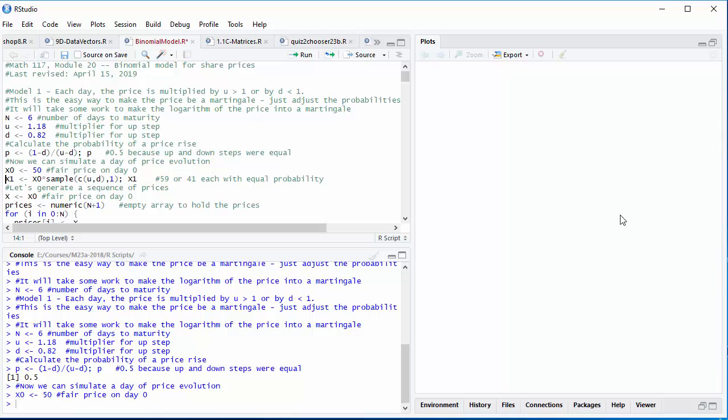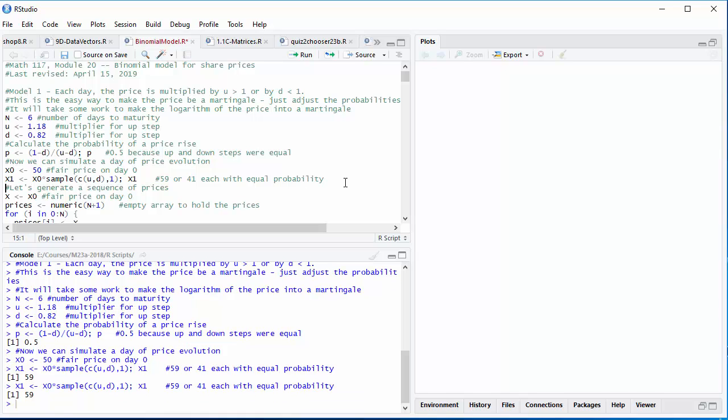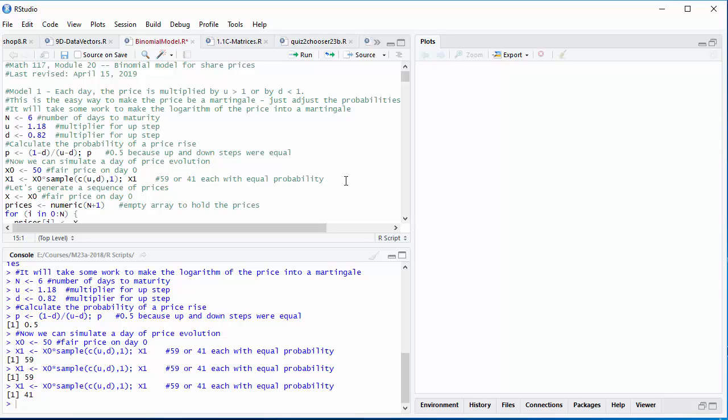So, if the price on day 0 is 50, then I can calculate the price on day 1 by using the R function sample. Here what happens is I make U and D into a 2-component vector, and sample chooses with equal probability either the first component or the second component. So when I run this line, I will either get 59 or 41. I don't know which. If I run the line multiple times, sometimes I'll get 59, sometimes I'll get 41.